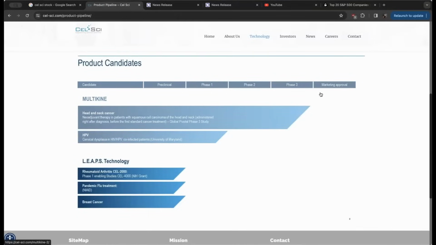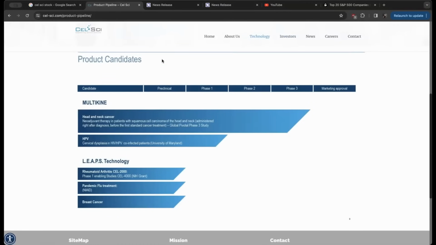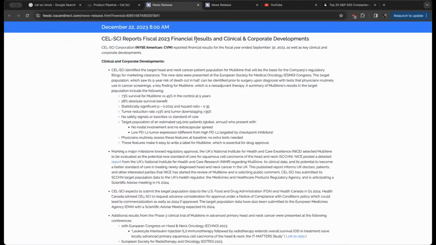Again, they are looking at a head and neck cancer treatment called Multikine that has been going beyond phase three into marketing and approval right now, which is just absolutely stunning on the results this drug has been achieving. We're going to read through the recent update on their financial results and clinical and corporate development. So let's just get into this.